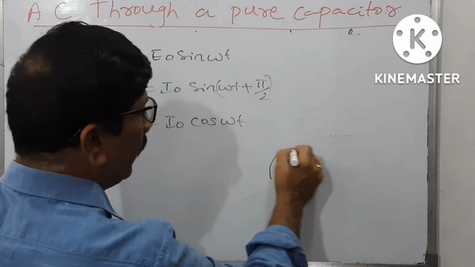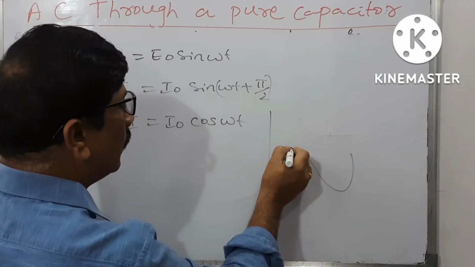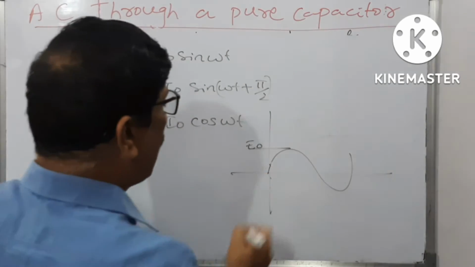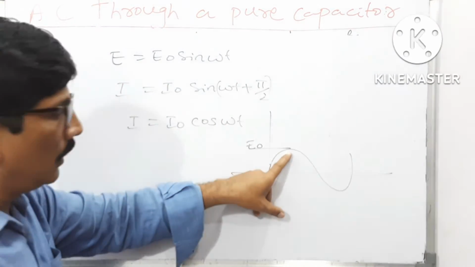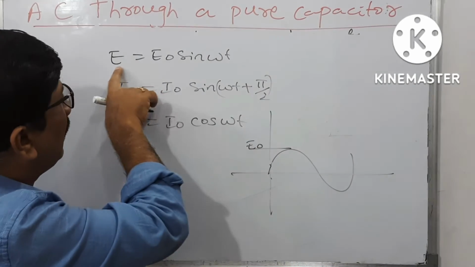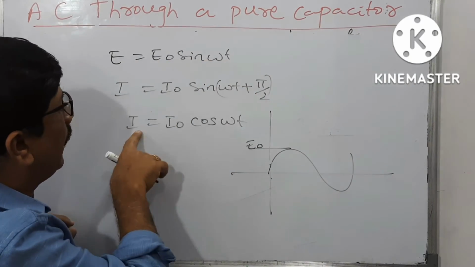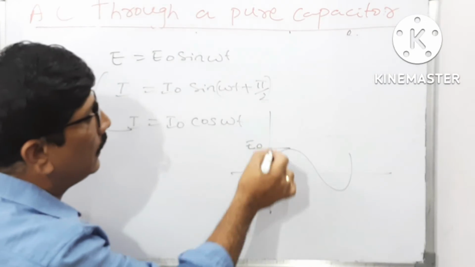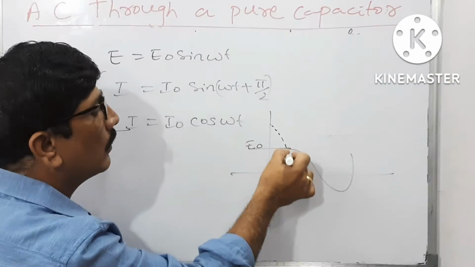So just to see, E equal to E naught sin omega t, and I equal to I naught cos omega t. If this is the E naught value, this is the maximum value of the alternating current in a pure capacitive circuit, then when E is equal to E naught sin omega t, I at the same time is nothing but I naught cos omega t. So the current will start here.